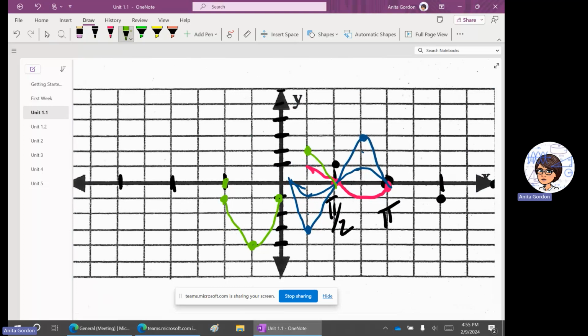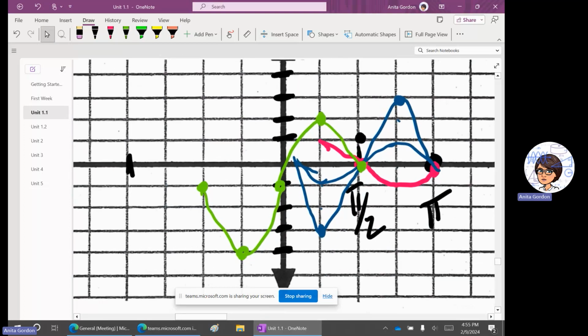Okay, I'm trying to make that a little bit smoother so you can see. I'm going to erase that. There we go. Okay, so the green is my final graph. Let's double check it. I have an amplitude of 3. 1, 2, 3. Done. It is going down. So here's the start of my graph, right?